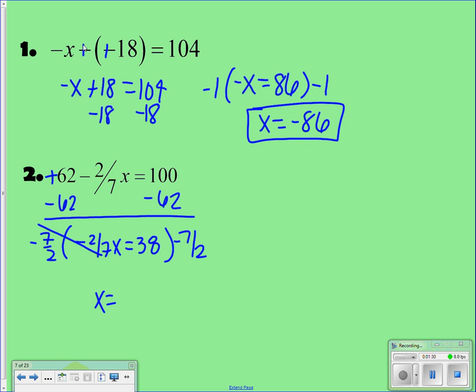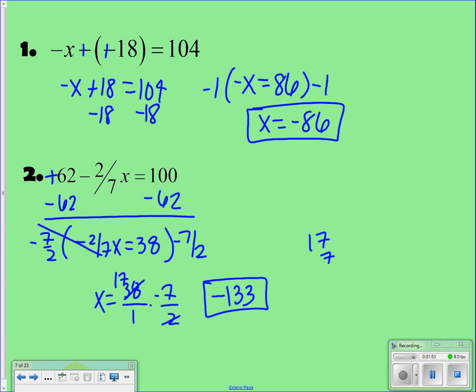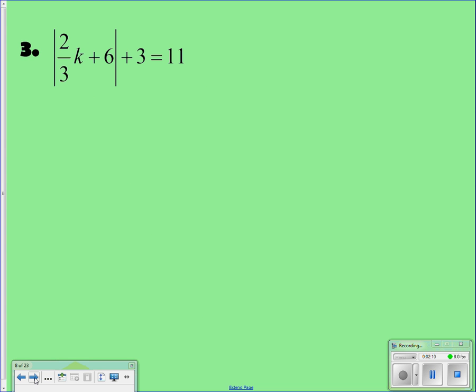So I get x equals, and I'm going to write this out the long way because I know some of you don't really like fractions. Okay, so I've got 38 over 1 times 7 over 2. Now what you can do is I can say, okay, 2 goes into 38 17 times, and then multiply 17 by negative 7, and I would get negative 133 for my answer. Okay, if you don't remember that 17 times 7, actually that's not right. This goes into it 19 times. So 19 times 7, sorry about that, is 133. Okay?